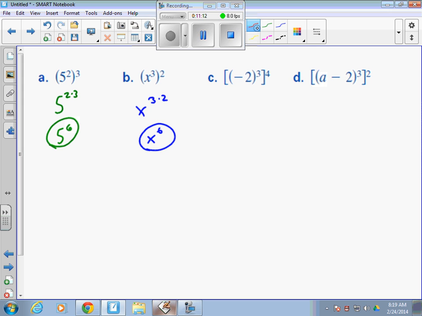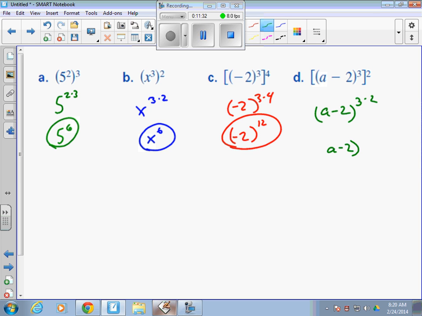Going fast through these because it doesn't take but a second to do them. Negative 2 to the third to the fourth is negative 2 to the 3 times 4, which is negative 2 to the 12th power. And then the last one, a minus 2 to the third squared, a minus 2 to the 3 times 2, or a minus 2 to the 6th power.